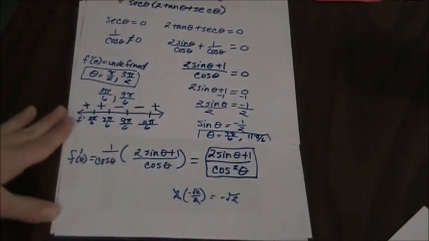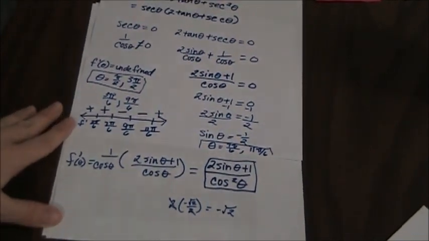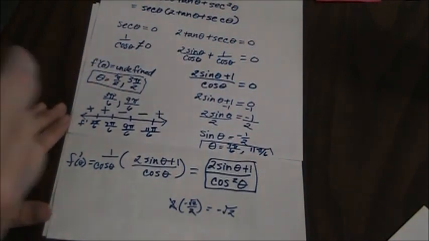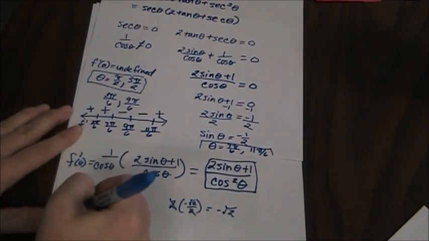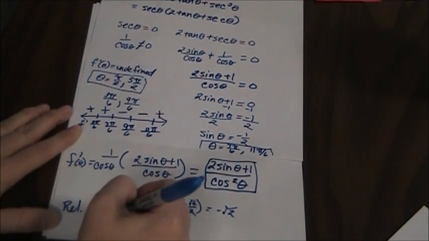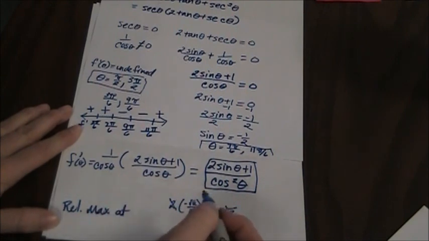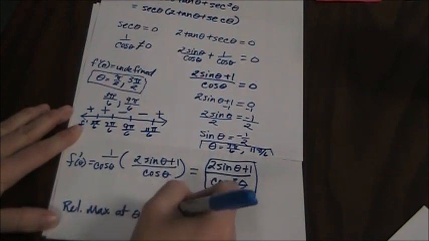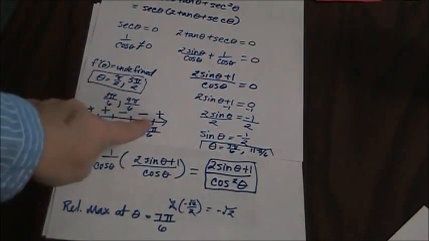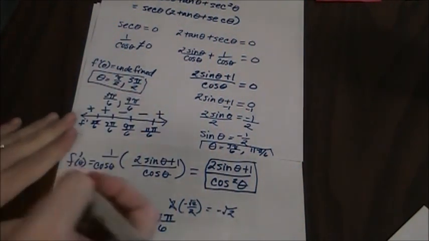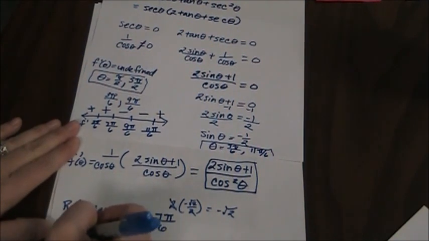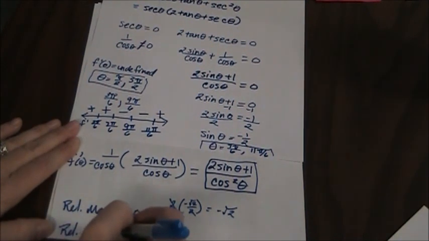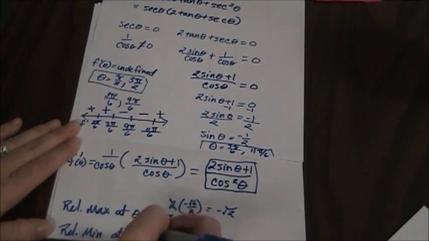So let's see. I would say increase to decrease is a max. So relative max at theta equals 7 pi over 6. And a decrease to an increase is a minimum. So relative minimum at theta equals 11 pi over 6.